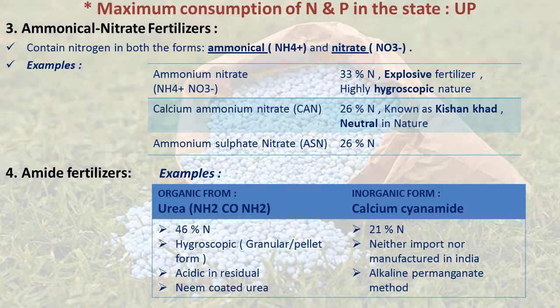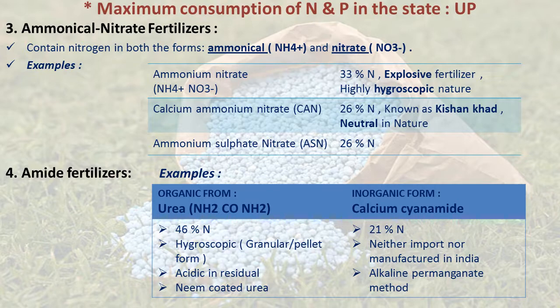Organic form is urea. As we know, urea is 46% nitrogen, and it is the cheapest source of nitrogen and also the most commonly used nitrogen fertilizer in India. It is also hygroscopic, therefore produced in granular or pellet form, and it is acidic in residual. Continuous use of urea for several years results in reduced soil pH. And neem coated urea is slow release, which increases the nitrogen use efficiency.